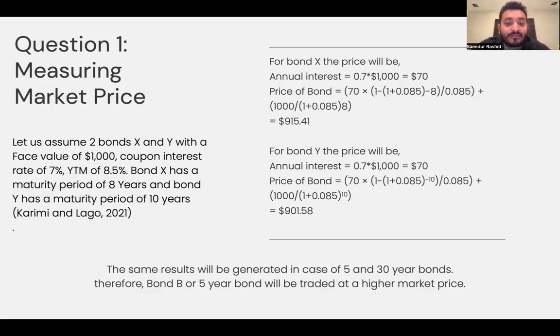years. Calculating the price of the bonds using the bond price formula shows that bond X has a higher market value. The same result will be generated in the case of 5 and 30 year bonds. Therefore, the bond with the shorter maturity, the 5 year bond, will be traded at a higher market price.